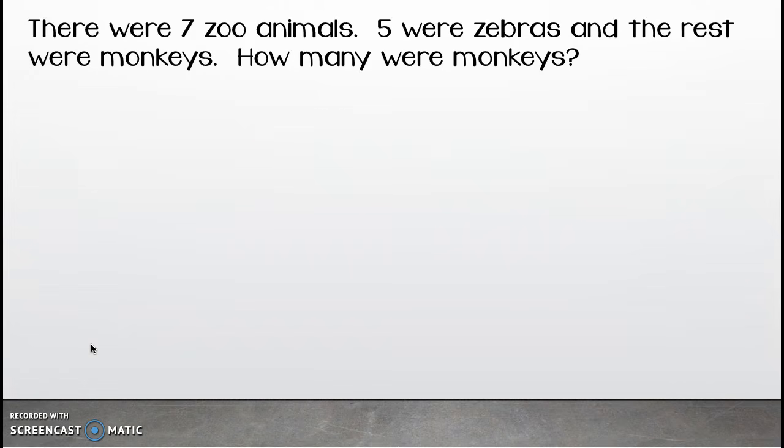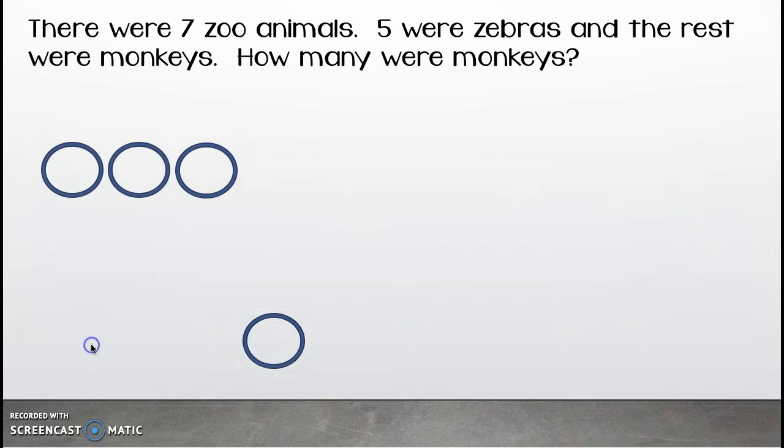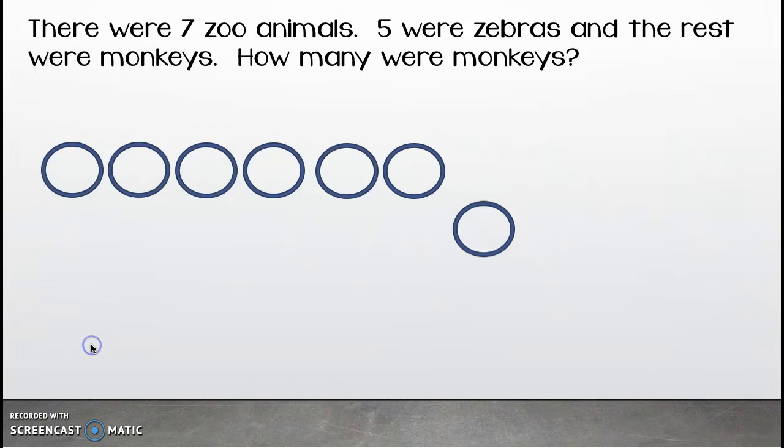Okay. In math, we draw what we read. So it says there were 7 zoo animals. Go for it. Draw 7 zoo animals, friend. 1, 2, 3, 4, 5, 6, 7. Do you have your 7 done? If not, press pause and press play when you're ready.